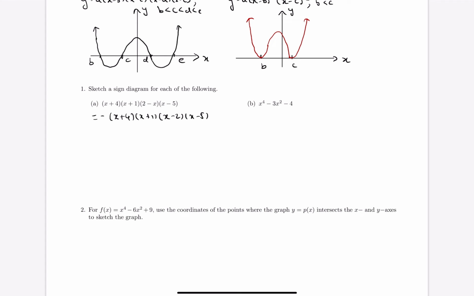I can see the negative at the front, which means that we're flipping it upside down. We're going to have that M shape, and we can see that the x-intercepts are wherever any of these factors equals 0. So we get our x-intercepts at -4, -1, +2, +5. And as I said before, it's going to be the M shape, so you sketch it the best you can.